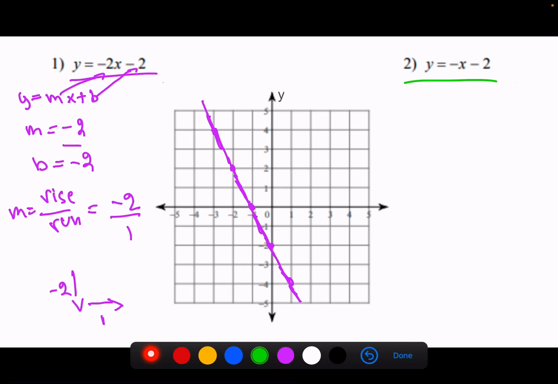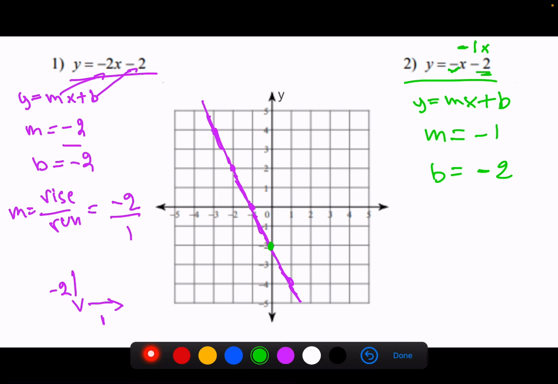Now moving on to the second equation, we have y equals negative x minus 2. Let's rewrite it in the form y equals mx plus b and identify m and b. Well, we have a negative here. This negative x can be implied as negative 1x, so our m is negative 1. Our y-intercept is the same as before, negative 2, as you can see over here. This means the graph is going to intersect the y-axis at y equals negative 2, same thing as the purple line.